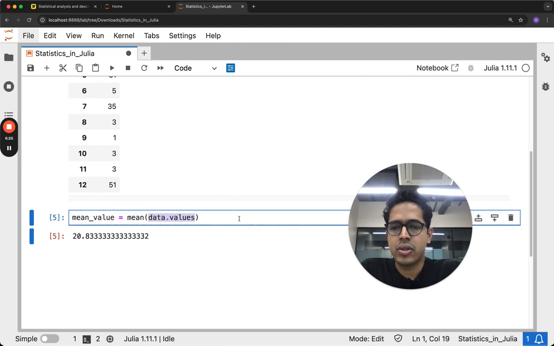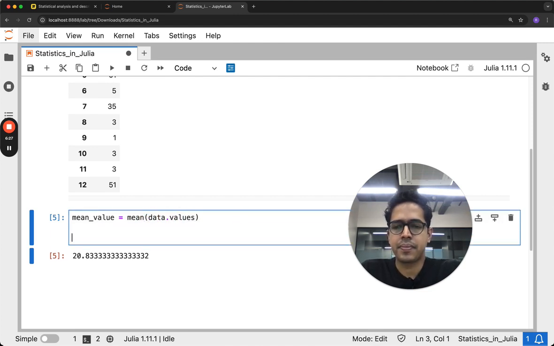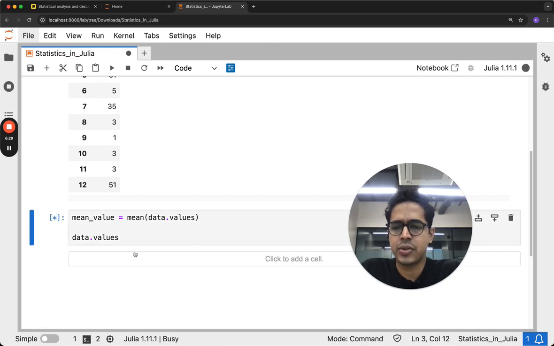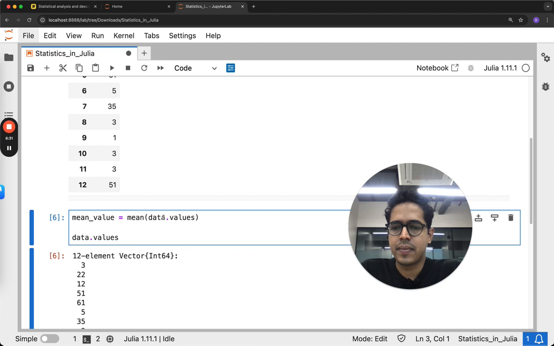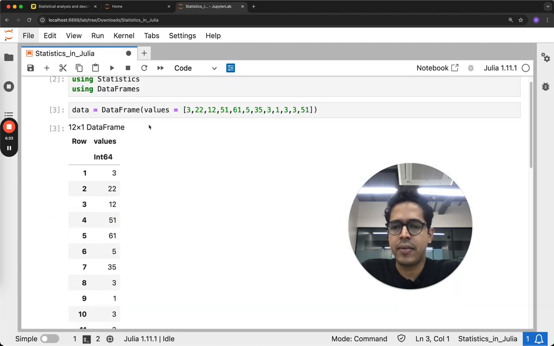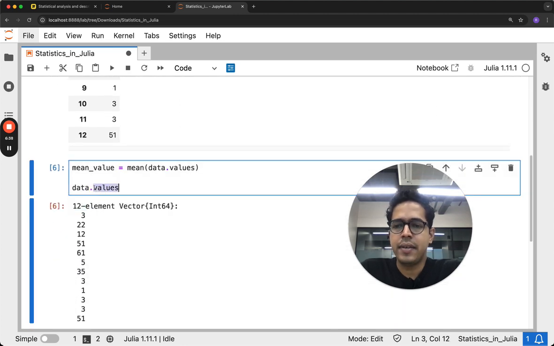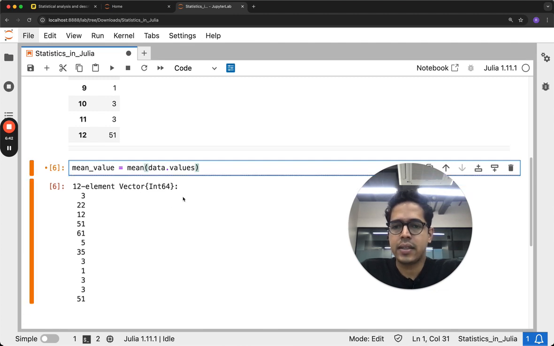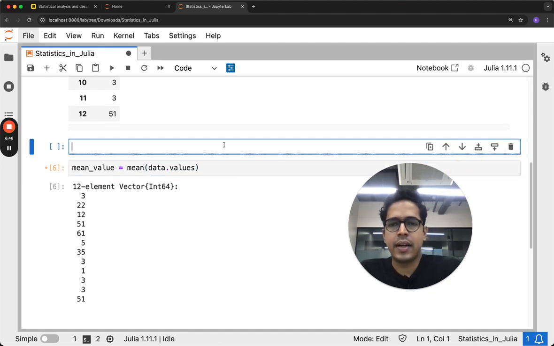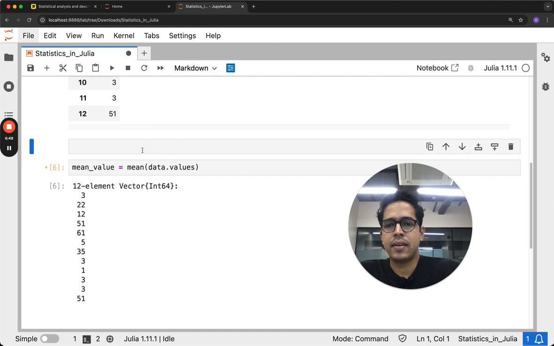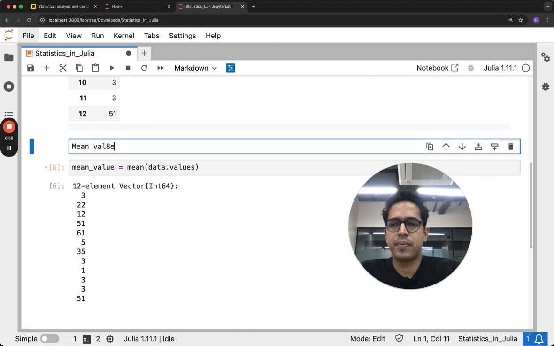I think we can also try to just print data.values to see the length, a 12 element vector, so that we have 12 numbers here, that's why it's a 12 element vector. Anyways, so this is the mean, and we can now calculate. Let me put a markdown title here saying mean value.